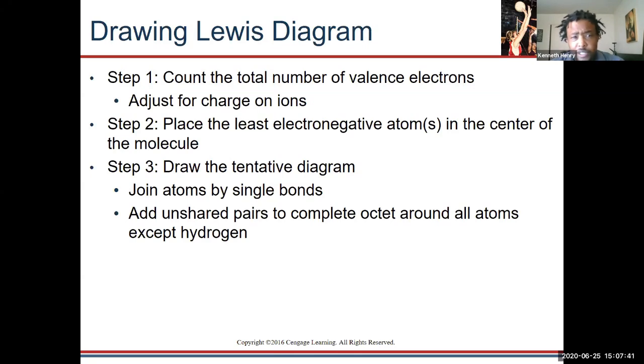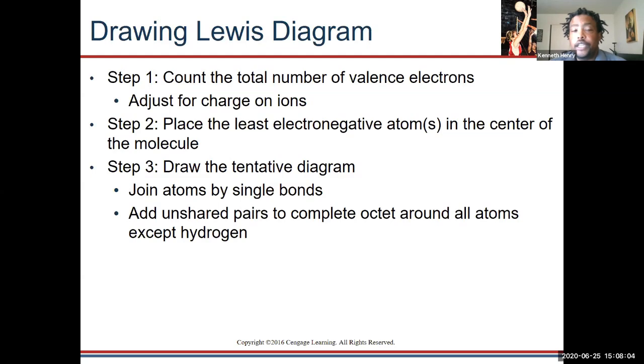So you should always start by counting the number of valence electrons, because that's always going to have to be valid. So what you put in is what you must get out at the end of the day, right? That's always, remember that saying. It applies to just about everything in life, okay?